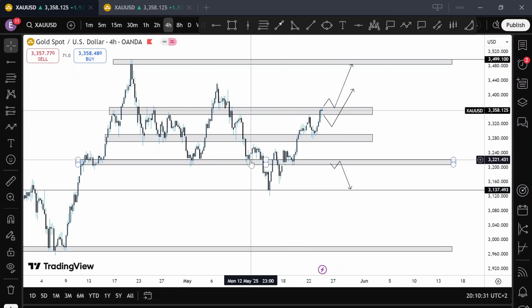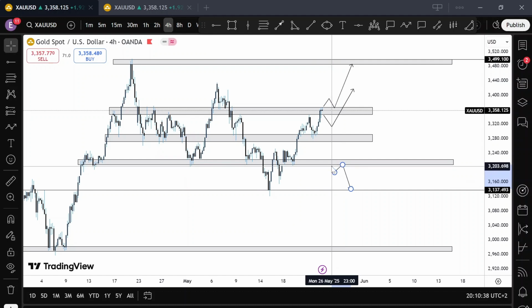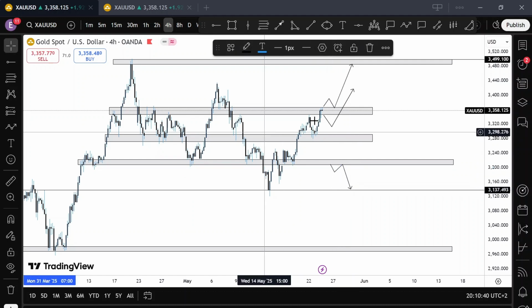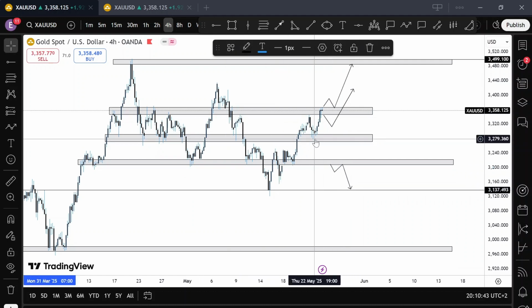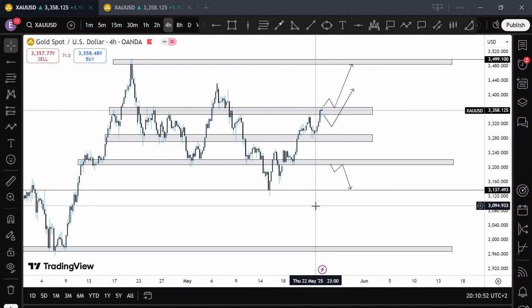Rejected here, rejected here, rejected here. So if price breaks below it, then we'll be looking out for a sell opportunity to the downside. But for now, I'm very much bullish here on gold, looking to see price break above here to continue to the upside, or a little pullback. We'll get some rejections and then we'll continue to the upside.